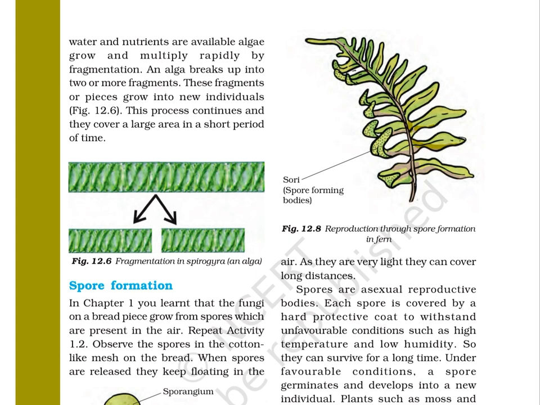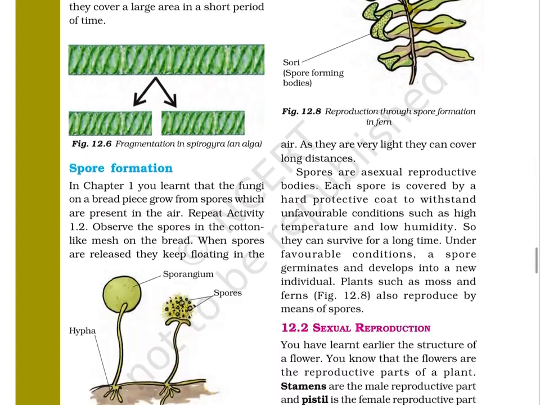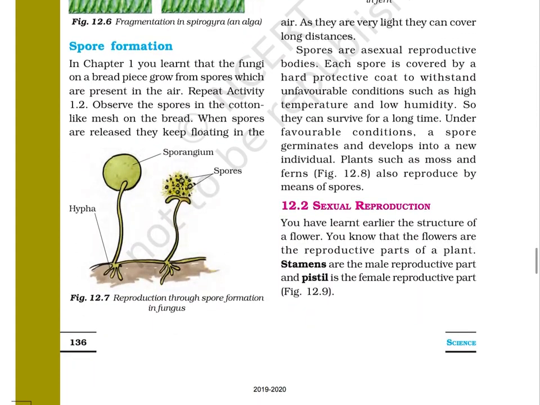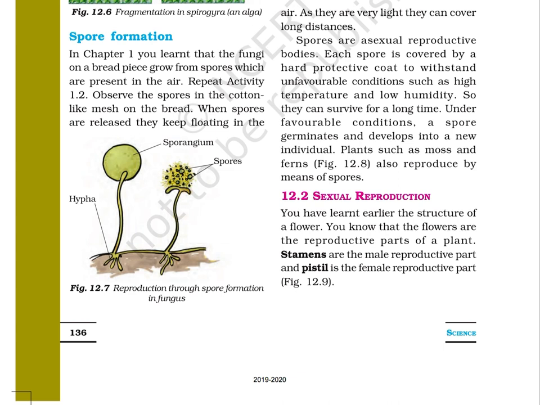Spore formation. In chapter 1, you learned that the fungi on a bread piece grow from spores which are present in the air. Repeat activity 1.2. Observe the spores in the cotton-like mesh on the bread. When spores are released, they keep floating in the air. As they are very light, they can cover long distances.